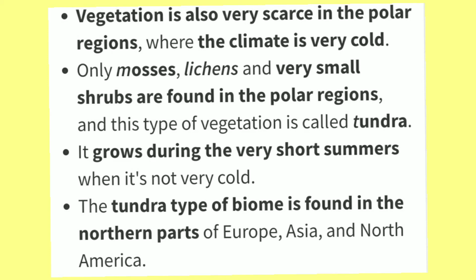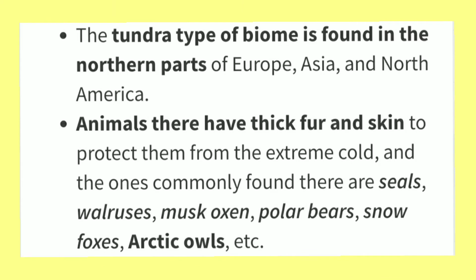Then we will find that if you reach the polar region, you will find the places extremely cold. The growth of natural vegetation is very limited here. Only mosses, lichens and very small shrubs are found here. It grows during the very short summer. This is called the tundra type of vegetation.